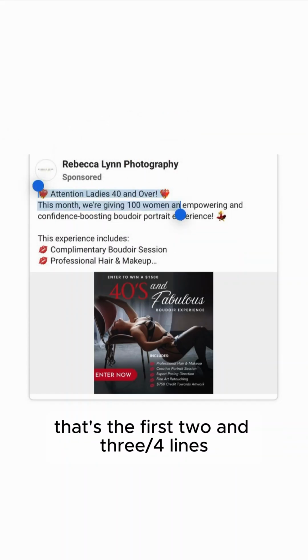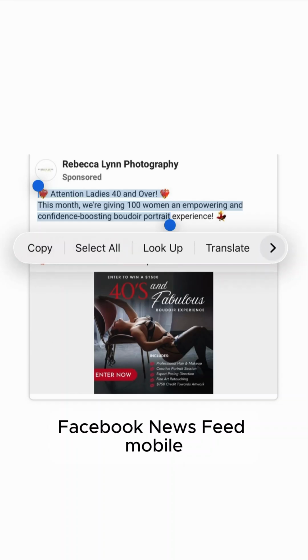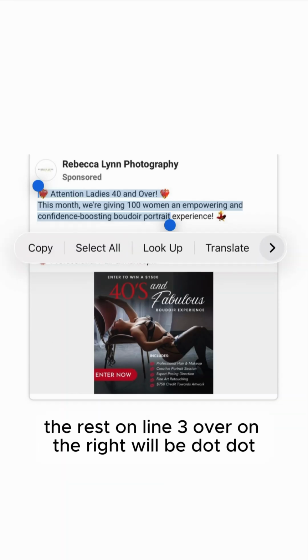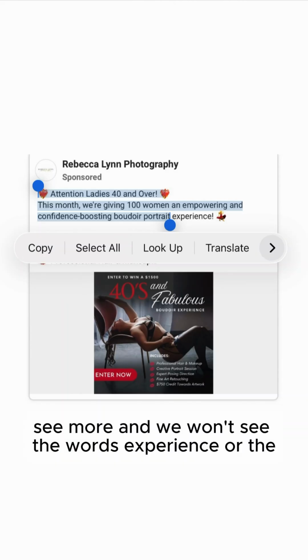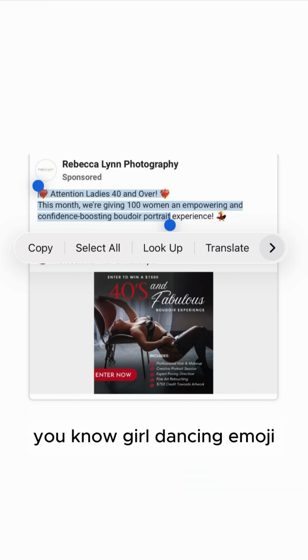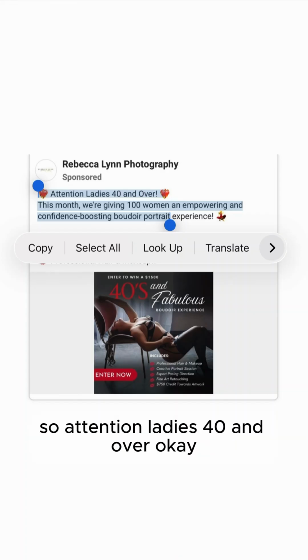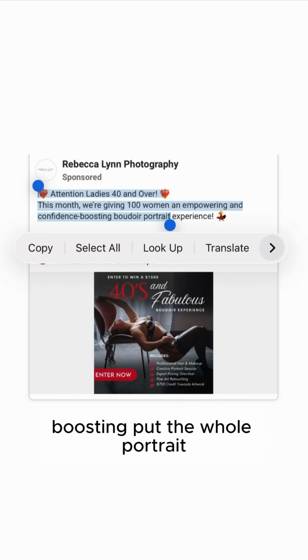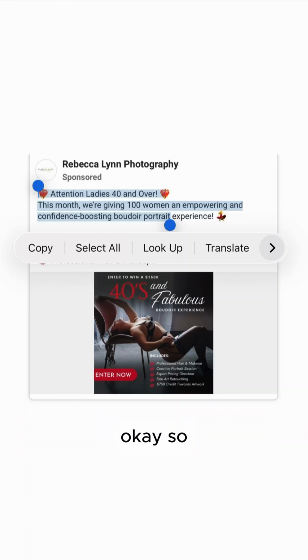Then we're going to go look at the See More headline. That's the first 2 3/4 lines on the Facebook newsfeed mobile. The rest on line 3 over on the right will be See More, and we won't see the words experience or the girl dancing emoji. So: attention ladies 40 and over. This month we're giving 100 women an empowering, confidence boosting Boudoir portrait.